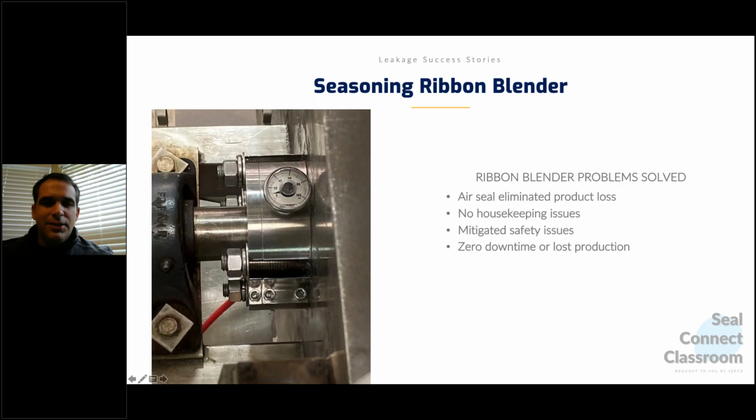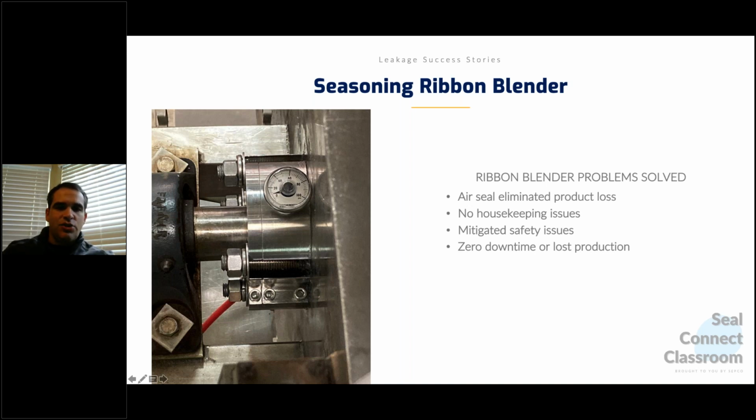All right, here's an air seal on a ribbon blender. I actually installed this one myself. This was at a seasonings plant, and it was constantly leaking everywhere, with all those issues that we had discussed. And this is actually a great view because you can also see the bearing on the left-hand side, and you can see how close the bearings are to the actual equipment. Imagine sealing that with a lip seal or packing or mechanical seal, where the product would leak out into the bearing.